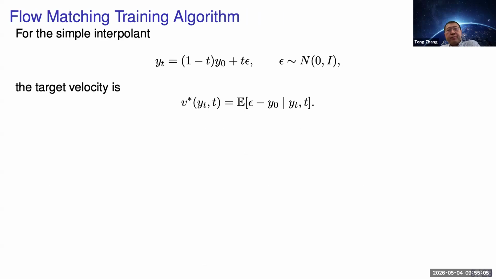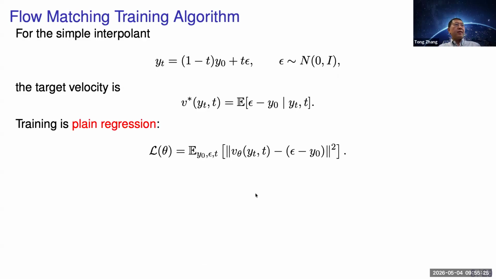So here is the algorithm, right? You can think about this simple interpreter with these people. The reason I like this is that it's just linear, but it also works well in practice. Also, the reverse is very simple. The target is this guy, and you use this regression, right?